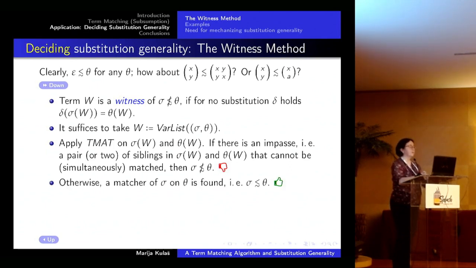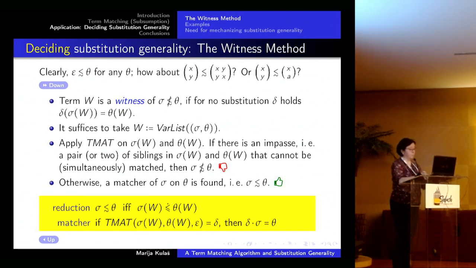Otherwise, here we have also this decision procedure, the other part. Otherwise, a matcher is found, so the generality is confirmed. In short, the method consists of reduction. The problem of generality of substitutions is reduced to generality of certain terms. And also, if the term matching succeeds with a substitution delta, then it is good enough for generality of substitutions as well.